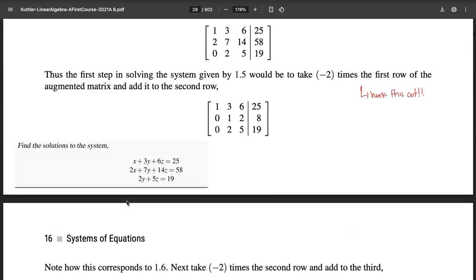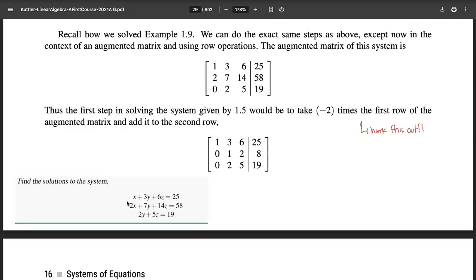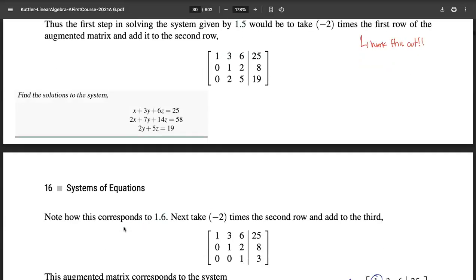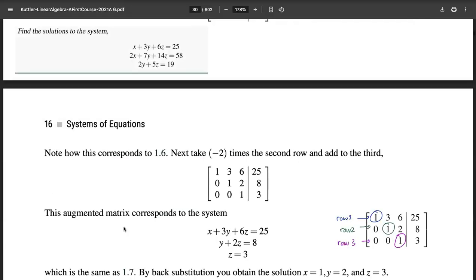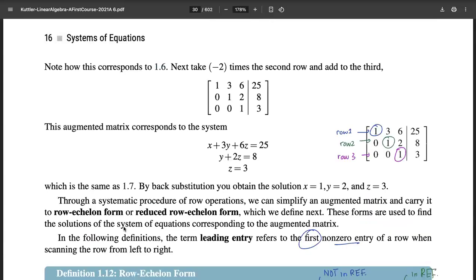So I think I pasted this down here. That's going to be the original example that we solved in example 1.9. And then what we do is take -2 times the second row and add it to the third row. I'm not going to write this down, but it's essentially the same as what we did in the earlier step. And then we have this augmented matrix over here.